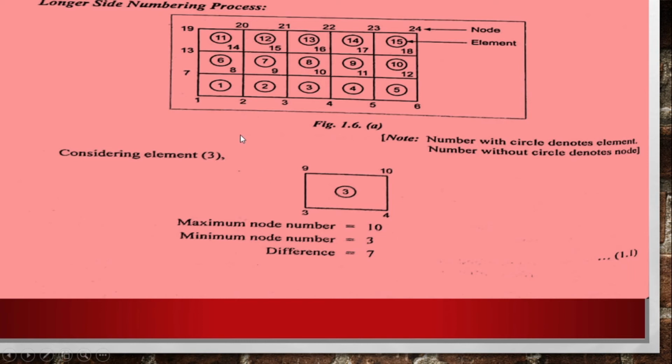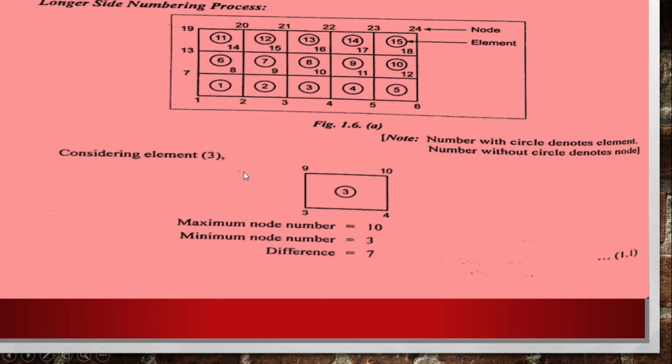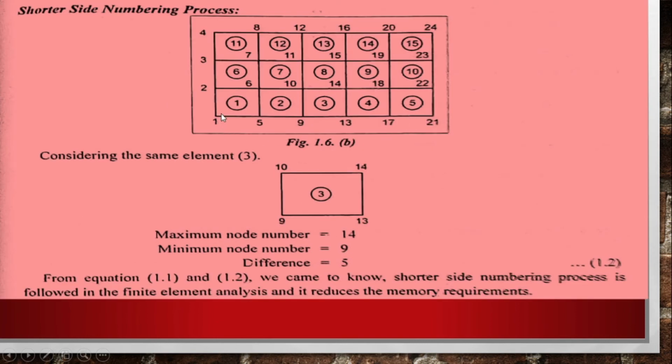This is the longer side numbering process. Now we are going to see the shorter side numbering process. The longer side is nothing but the node numbering which starts from one point and moves in a horizontal way, but the shorter side is nothing but it moves in a vertical way.